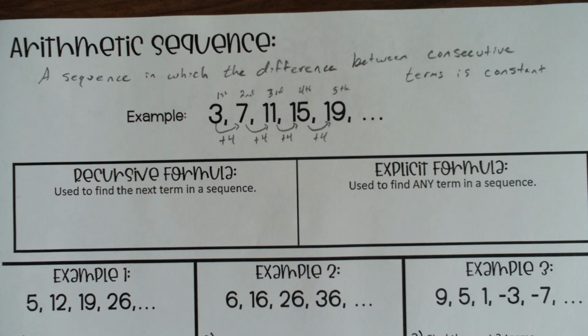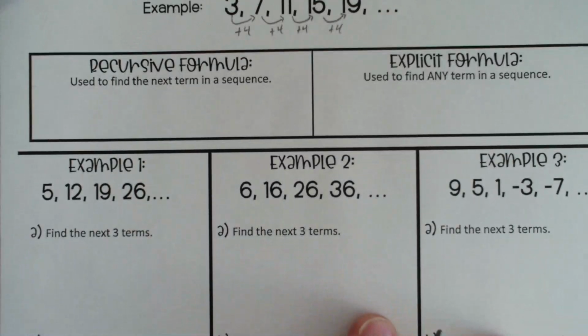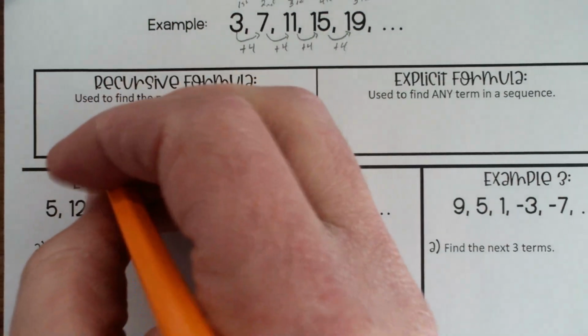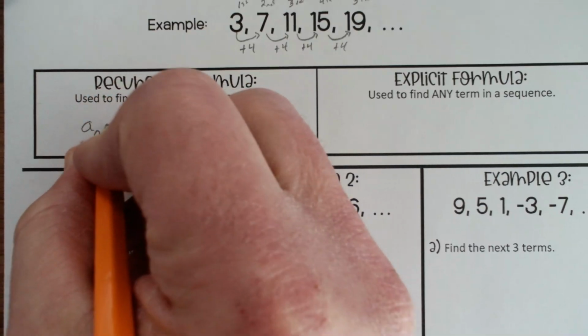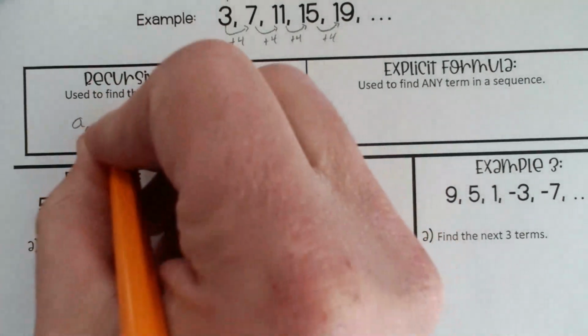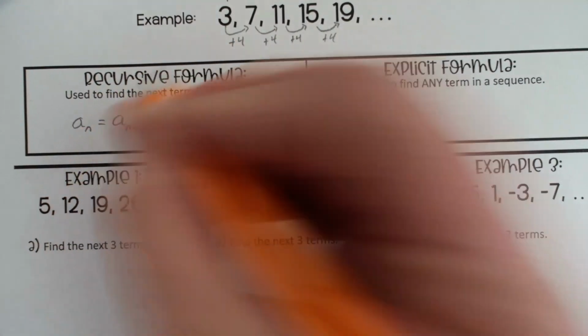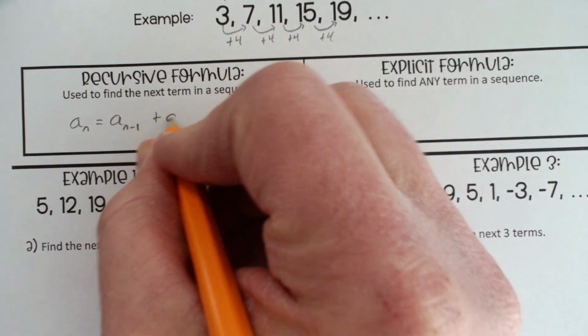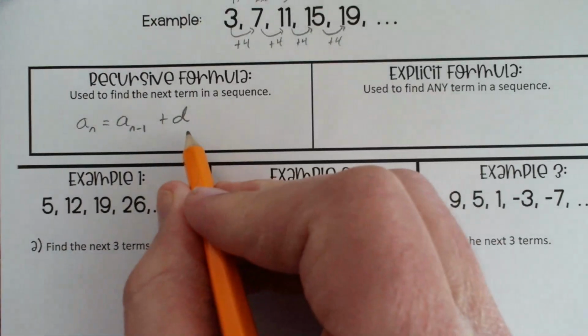So there's two different formulas for this. There's the recursive formula. And the recursive formula is the one we talked about earlier, where it's used to find the next term. And the recursive formula, we say a_n equals the previous term, a_(n-1), plus d, which, reminder, is the difference.